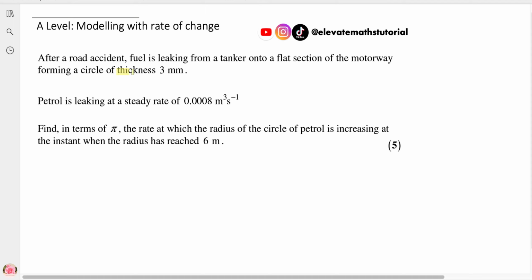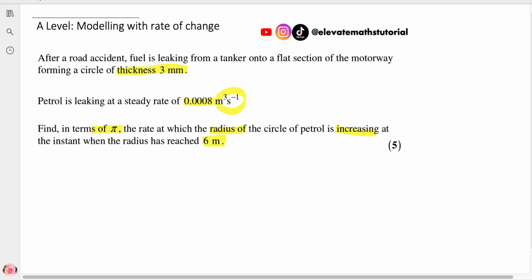circle of thickness of 3 millimeters. Petrol is leaking at a steady rate of 0.0008 meters per second. So there's a conversion of units here for the measurements. Find in terms of pi the rate at which the radius of the circle of petrol is increasing at the instant when the radius has reached 6 meters.